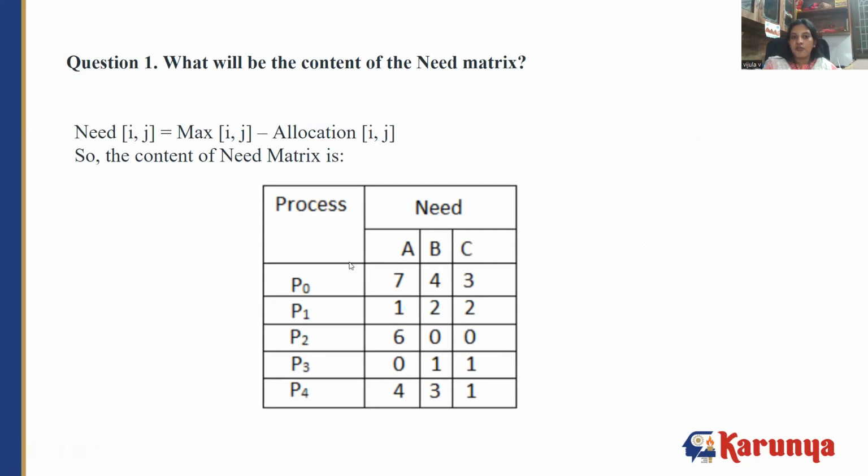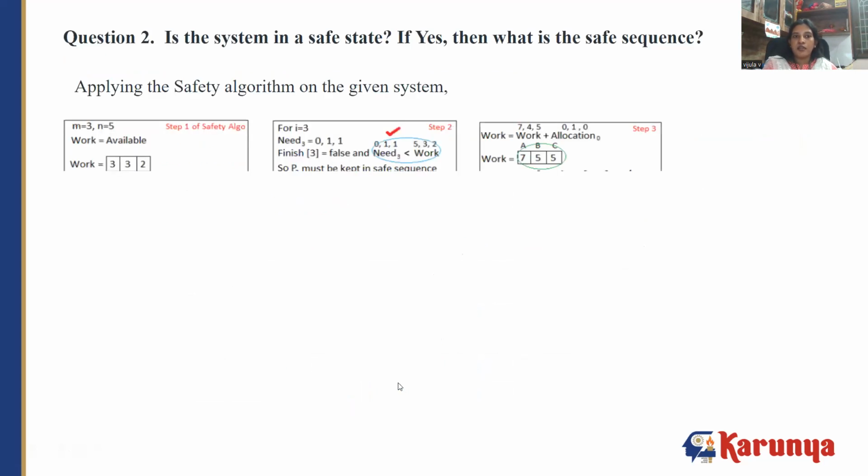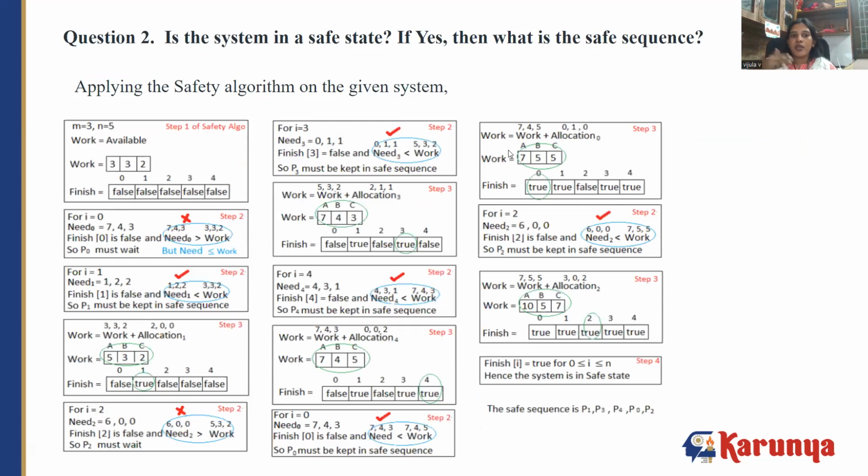You're going to use the same formula, and the need has been found out. Process by process, like we saw earlier, the safety algorithm is applied, and you're trying to find out the sequence.